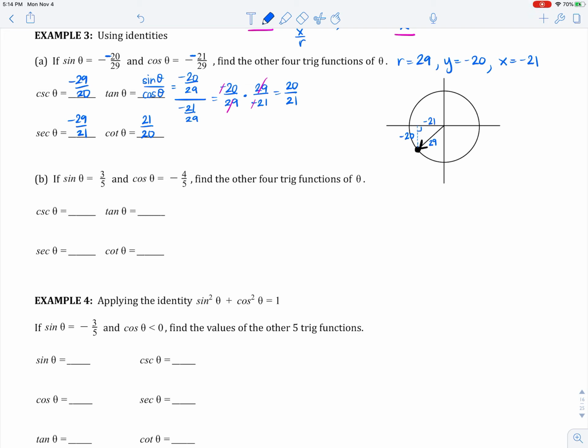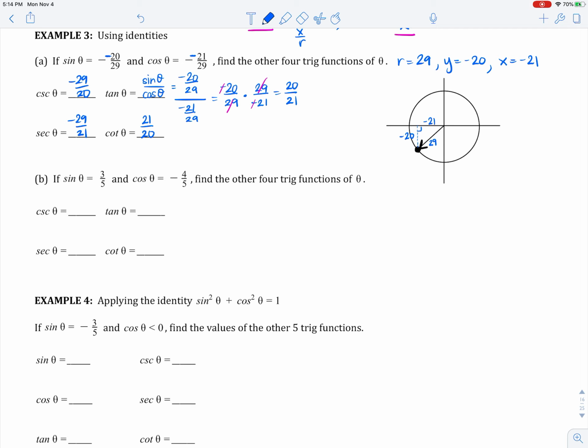So we saw in example 3a, there are different ways of solving a problem like this, and it really depends on the information that you're given. With A and B, the most efficient method is just to use the reciprocal and quotient identities.